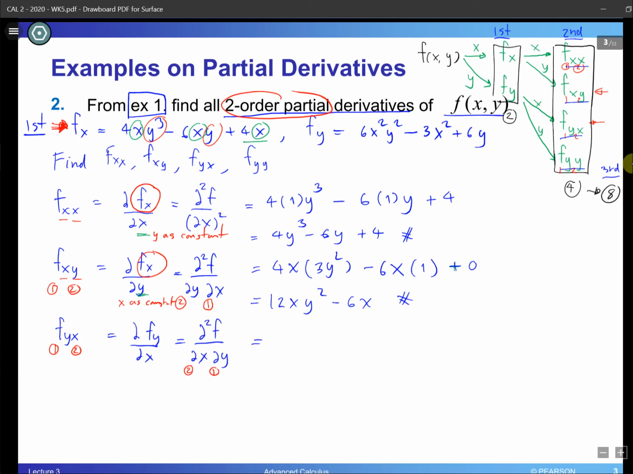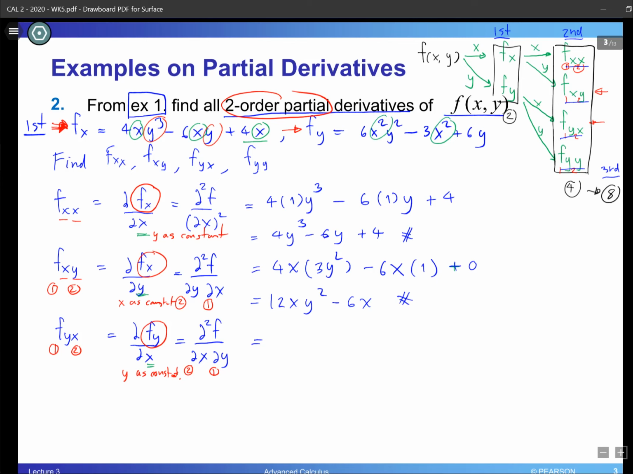We are going to differentiate fy with respect to x, which means that we are going to treat y as a constant here. Y as constant. So I'm going to switch to this one and perform differentiation on this one with respect to x. And I look at this and I see x right here, x right here. So let's differentiate that.